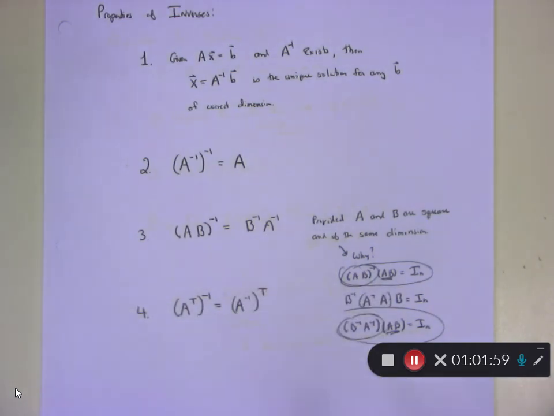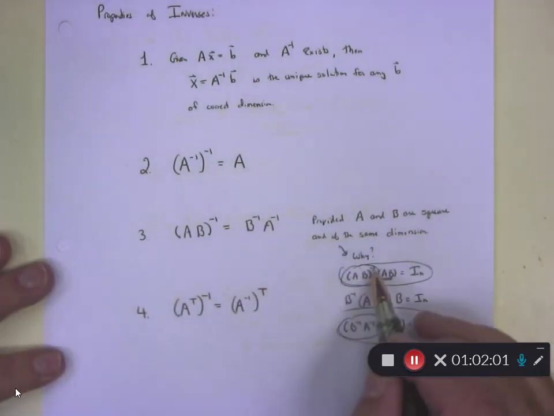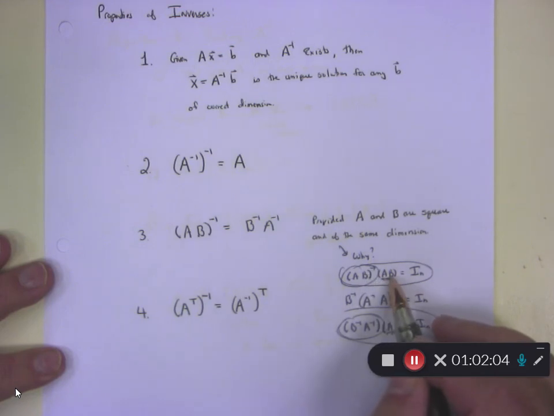Well, let me just write it down here. A times B inverse times A times B. Well, the inverse will kill off the original function. That gives you the identity. But if you want to get the identity out of this, let me show you.